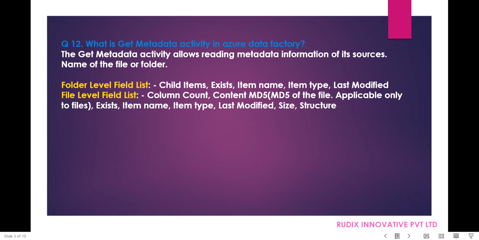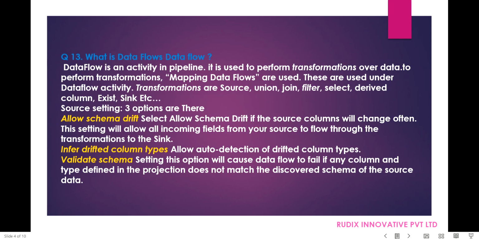In folder level field list, we can have child items, exists, item name, item type, last modified. In file level field list, it contains column count, content (applicable only to files), exists, item name, item type, last modified, size, structure. Next question, what is data flow?